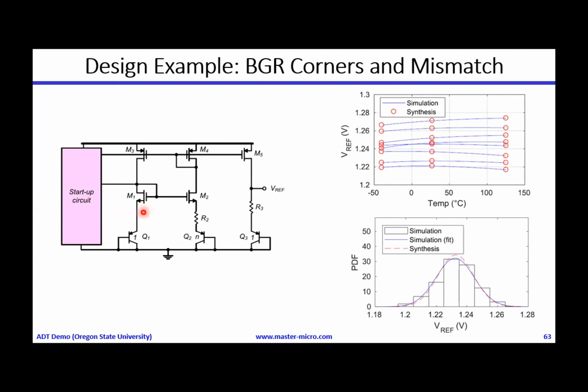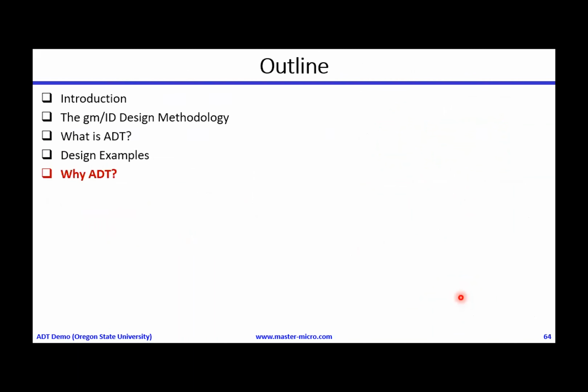This is an example of a very sensitive circuit, the bandgap circuit. And the red dots here are from ADT. The blue lines are from the simulator, and you can see we have almost exact match. And this is Monte Carlo simulation, mismatch simulation. And again, we have very good match between what we have from ADT and what we have from your standard circuit simulator. So now we can say, why ADT?